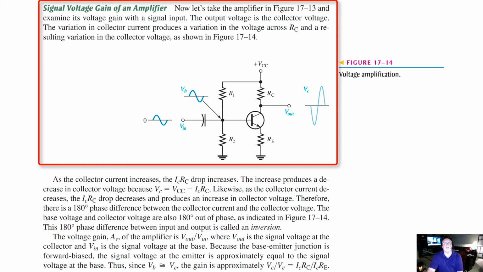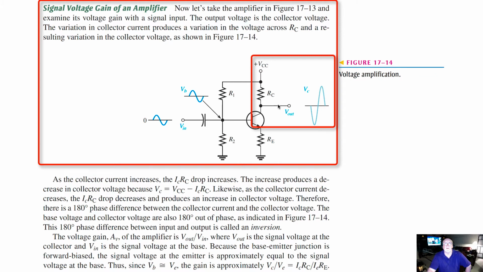Signal voltage gain then of an amplifier. And so you can see what we were talking about here. On the base, we have a small amplitude signal, V sub B, being input onto the base, and at the output, we've got a much larger signal. So if we take a look at the amplifier then and examine its voltage gain with a signal input, the output voltage is the collector voltage. The variation in collector current produces a variation in the voltage across the resistor R sub C and a resulting variation in the collector voltage.